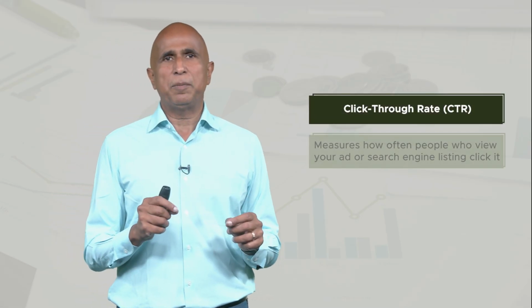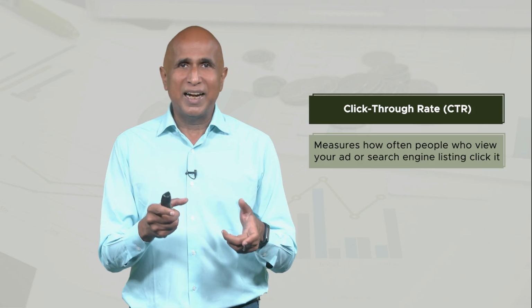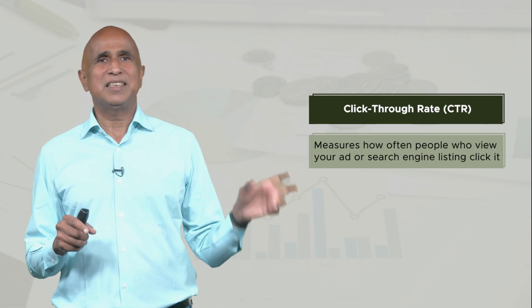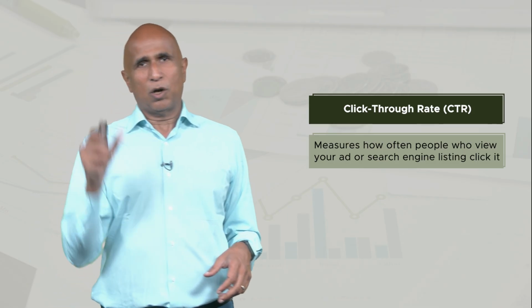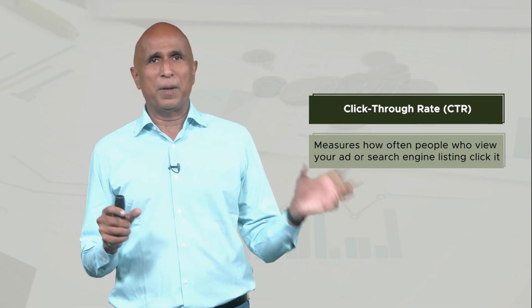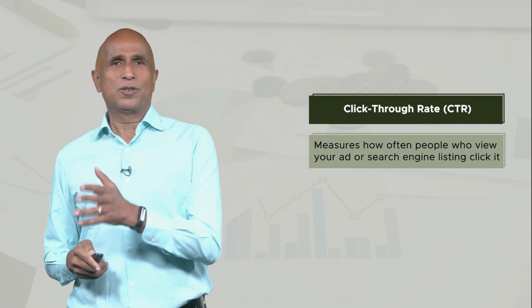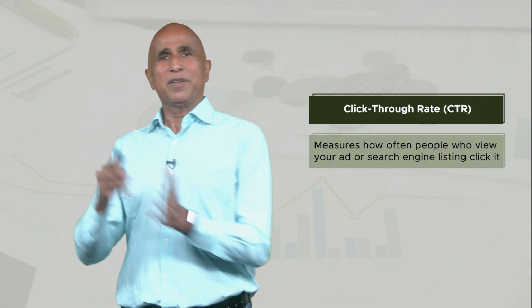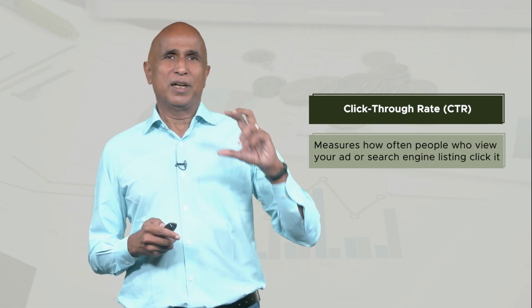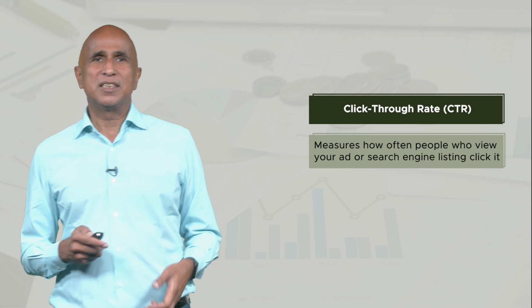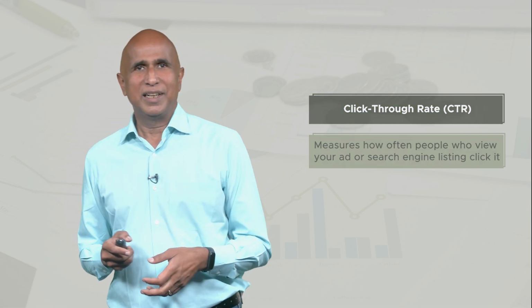Next metric is CTR or click-through rate. This measures how often people who view your ad or search engine listing end up clicking on it. High CTR indicates that the content, your copy, your image are compelling and relevant to the audience, so that you are forcing them to click through to wherever you want them to land up in. So the effectiveness of your advertisement or effectiveness of your content is reflected in high click-through rate.